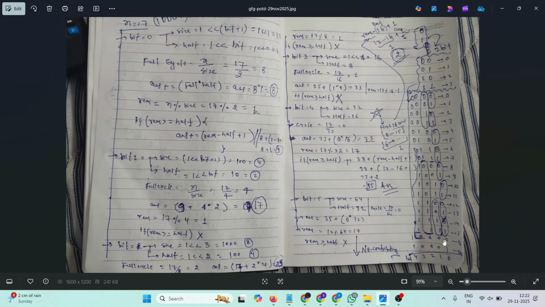So for now, we are just doing total n by size. So 17 by 2 is 8. That means we have 8 cycles, and for each cycle of size 2, half means one digit is 1 and another is 0. So we do cycles into half, 8 into 1, that means 8 ones. We can also see up to here we have 8 ones.